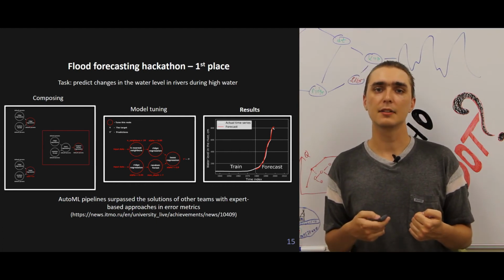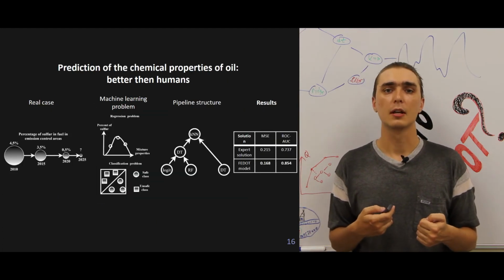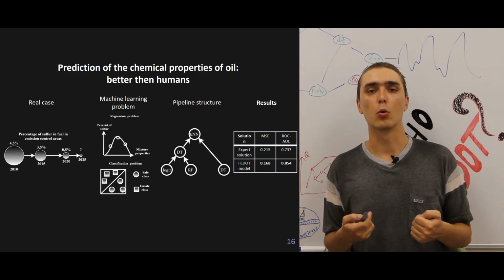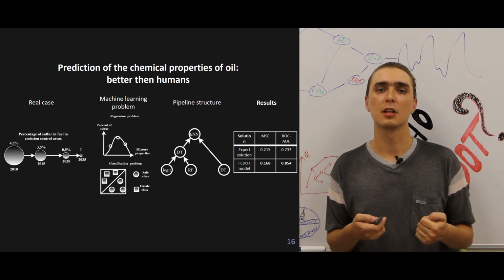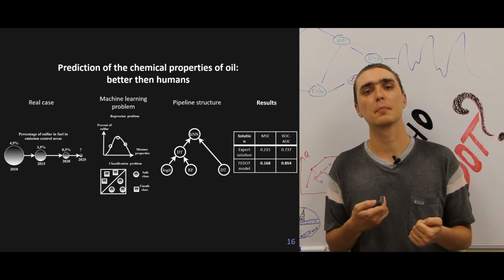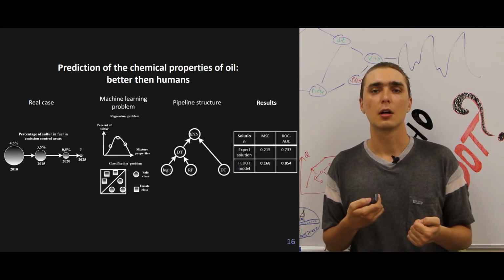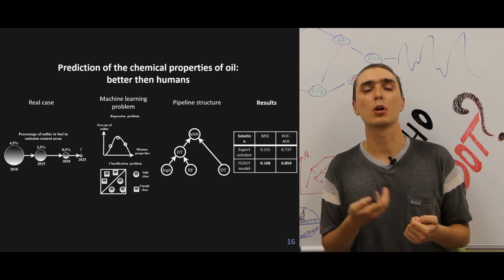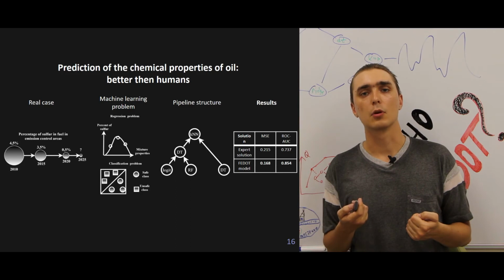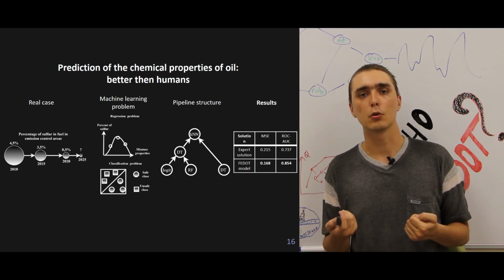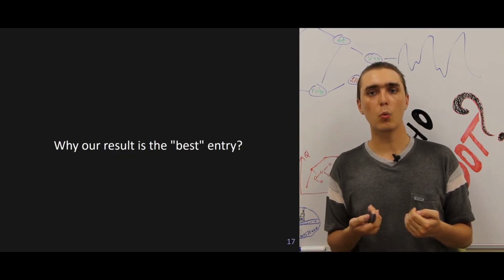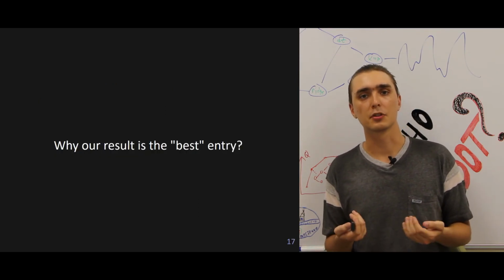And the third case is oil chemistry prediction. We predict the quality of the oil according to its properties, and it's quite an actual problem since the existing expert-based solutions do not achieve the appropriate quality. So we generated a pipeline that allowed us to overcome the existing solutions and also produce a human competitive result. So why is our result the best for this competition?